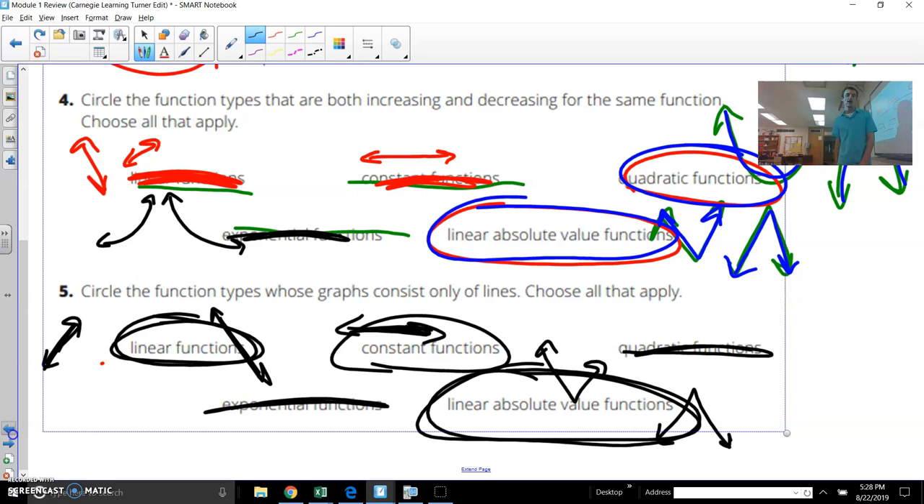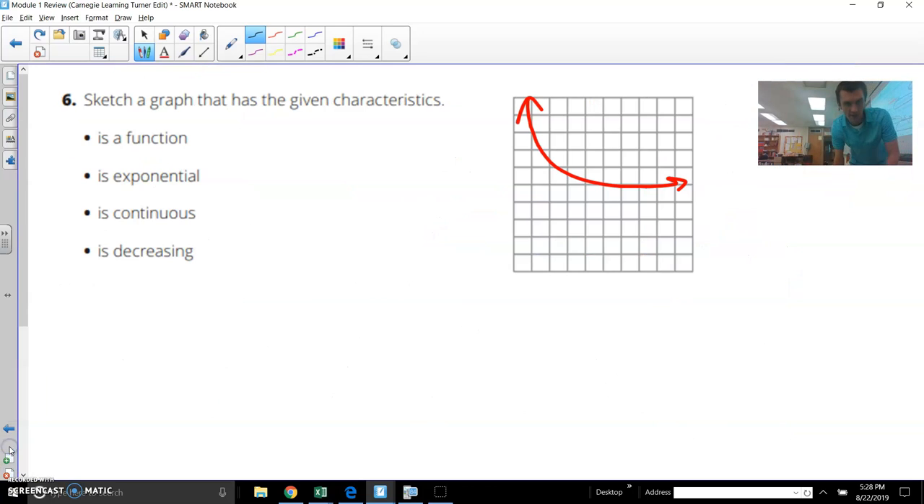So those would not have any type of lines in their graph. Sketch a graph that has the given characteristics.